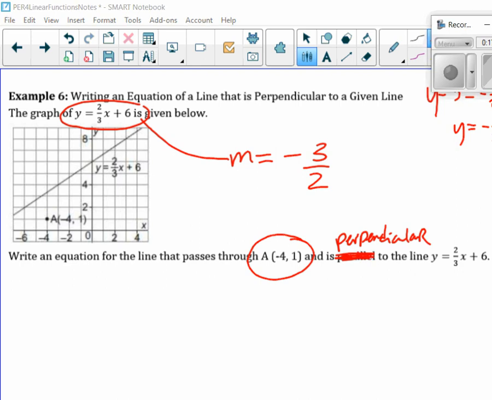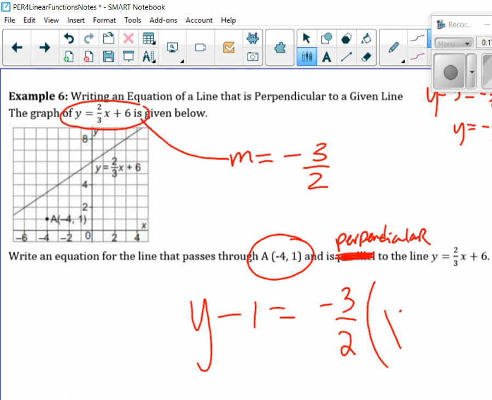Okay. So you should get y minus 1 equals negative 3 over 2 times (x minus 4), so that's a plus 4. Does everybody see why it ends up being plus 4? Yep. Because it's subtract negative 4, we write it as plus 4. And that's all I got here.